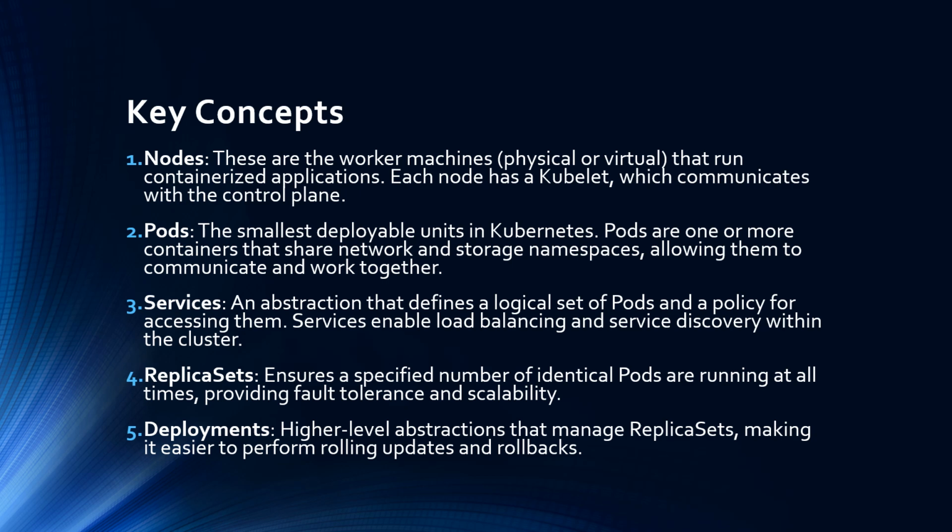Key practical implications. Nodes: focus on capacity planning and maintenance strategies. Pods: design for appropriate container grouping. Services: plan your network architecture. Replica sets: configure for high availability. Deployments: implement robust update strategies. These concepts work together to create a robust platform for running containerized applications at scale.